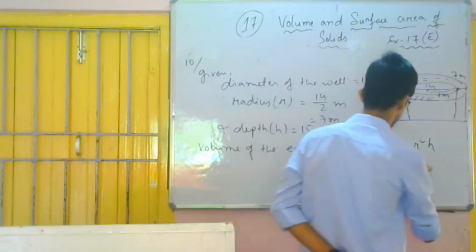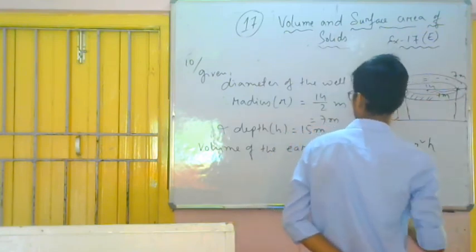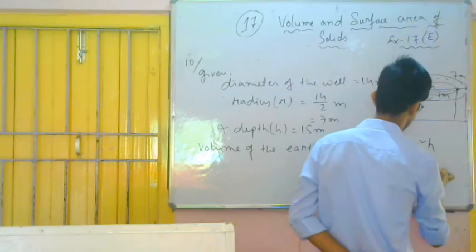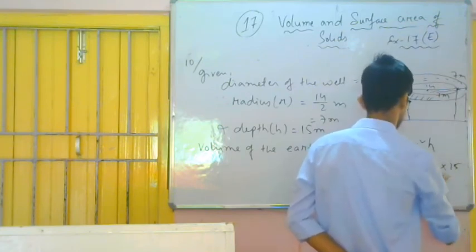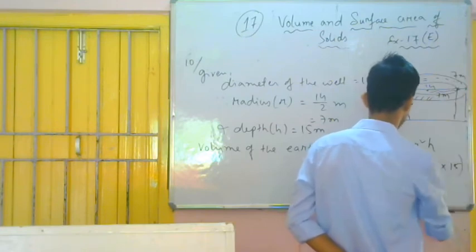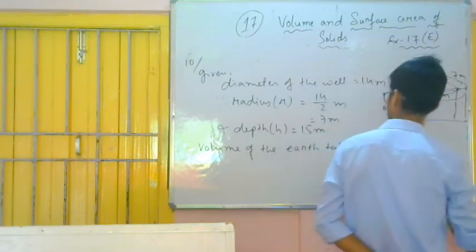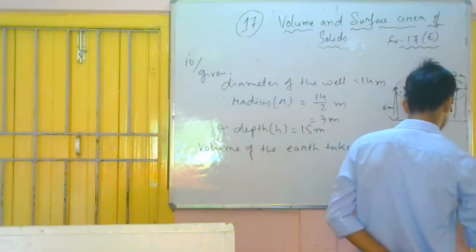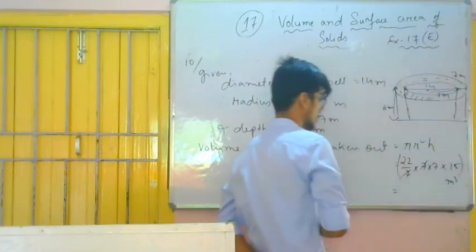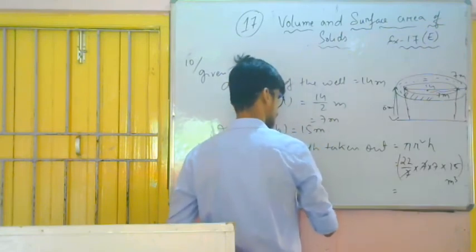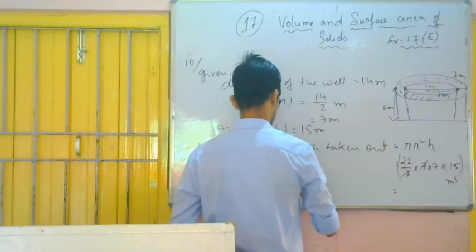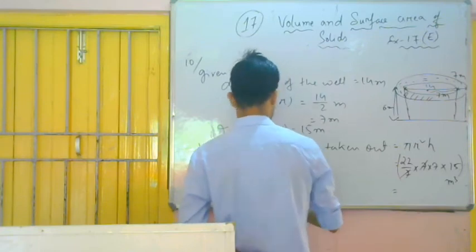So let me put the value, it will be 22 by 7, radius it is 7, that means 7 square, that means 7 into 7, and height it is 15. So with 7, 1 7 cancel, unit will be, since I am finding the volume, unit will be meter cube. So 22 into 7 into 15. So it will be like this. If I multiply with 7, 7 2s are 14, 4 1, 7 2s are 14 and 1 15, 154 into 15.